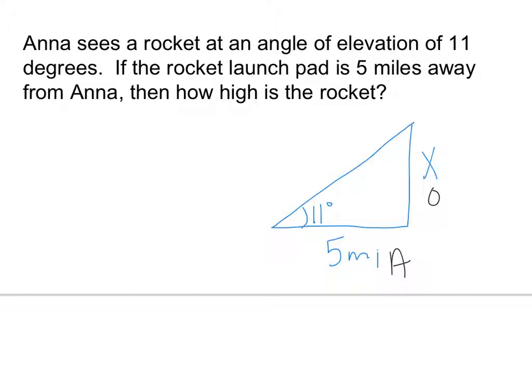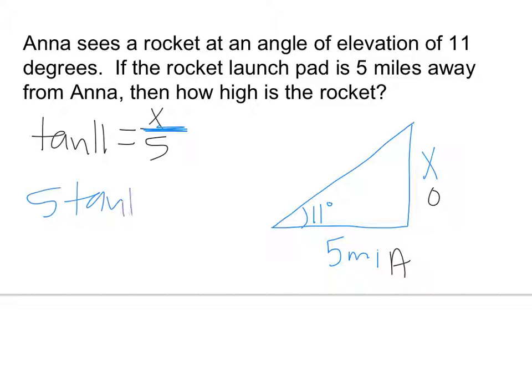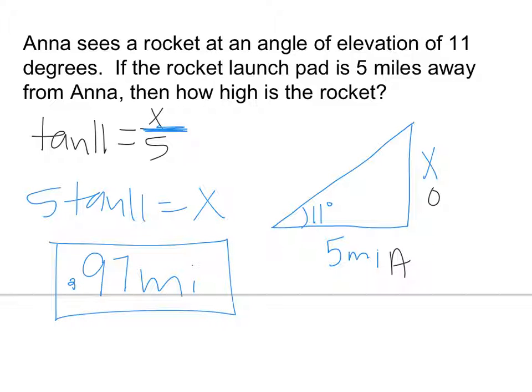So it's TOA, opposite and adjacent. So always actually write up your equation. Tangent of 11, of your angle, is equal to my opposite over my adjacent. You always want to get rid of this division first, so opposite of dividing is multiplying. My x is already by itself now, so that's what I plug into my calculator. And you get 0.97 miles. That's how far up in the air the rocket is.